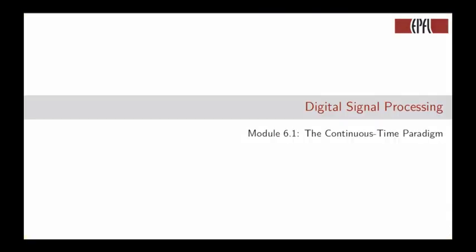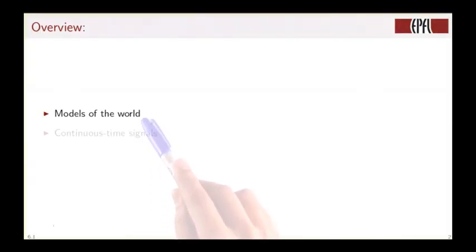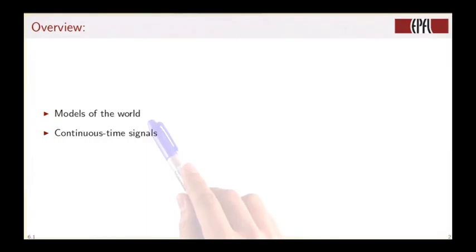Module 6.1. The continuous time paradigm. First, we look at some models of the world and compare digital with analog views of the world. Then we study continuous time signals in some detail. We also introduce the continuous time Fourier transform, which is the last form of Fourier transform we have not encountered yet, and therefore this is a time to meet this very interesting mathematical object.